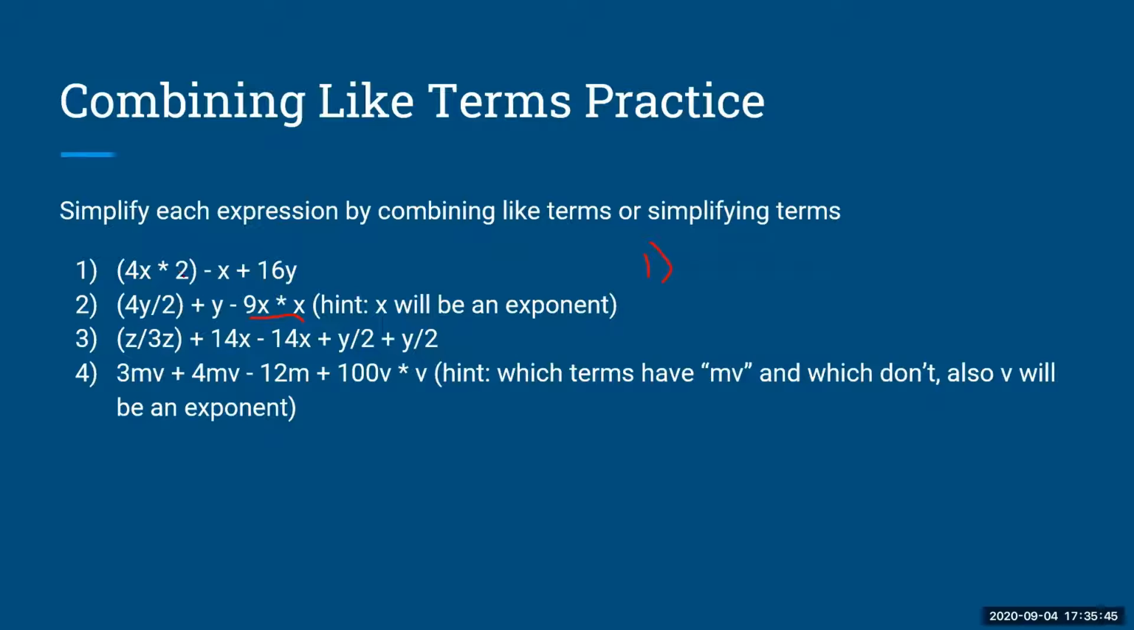So you have 4x times 2, right? Well, it's the same thing as 2 times 4x. Oh, I should have done that. Whoops. 2 times 4x, right? Minus x plus 16y. Now you can leave the minus x plus 16y alone for now because they don't have like variables. But this one, you just simply multiply the coefficients together. So you would get 8x minus x plus 16y, right? And then the 8x minus x, this is technically 1x. So 8 minus 1 is 7. So it would be 7x plus 16y.